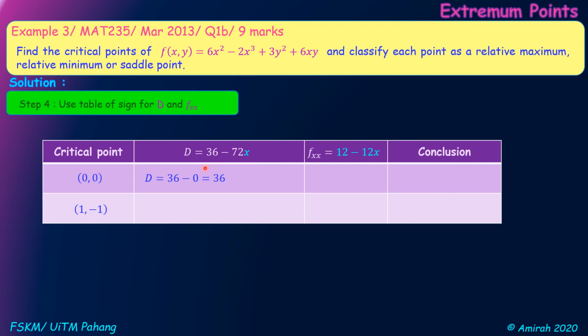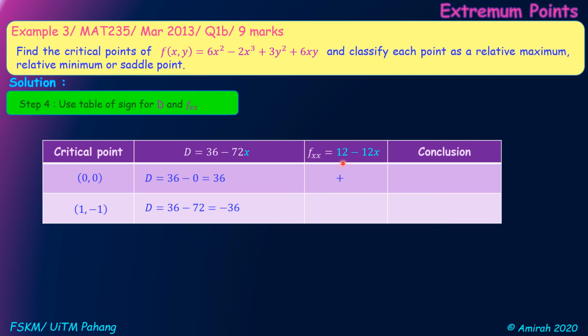Okay. So from D here, we only have variable x. So we replace variable x with 0. So we get D equals to 36 minus 0 equals to 36. Okay. And then at critical point 1, negative 1, our D equals to 36 minus 72 times x. Now our x equals to 1. So we have 36 minus 72 equals to negative 36.